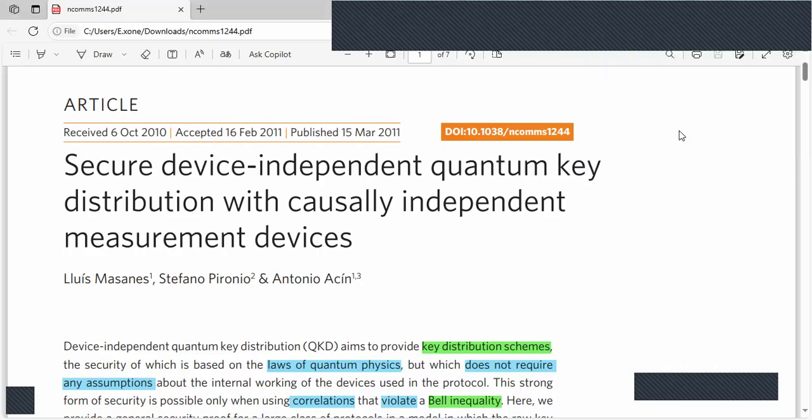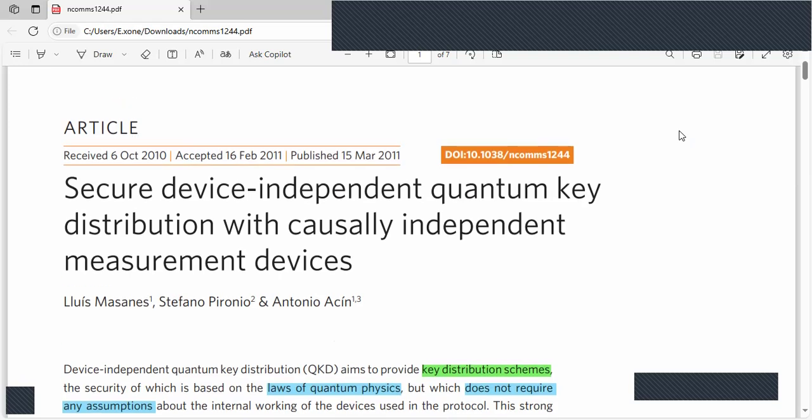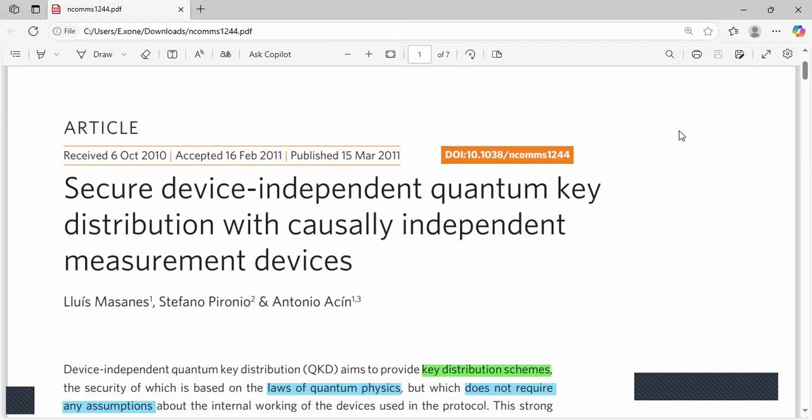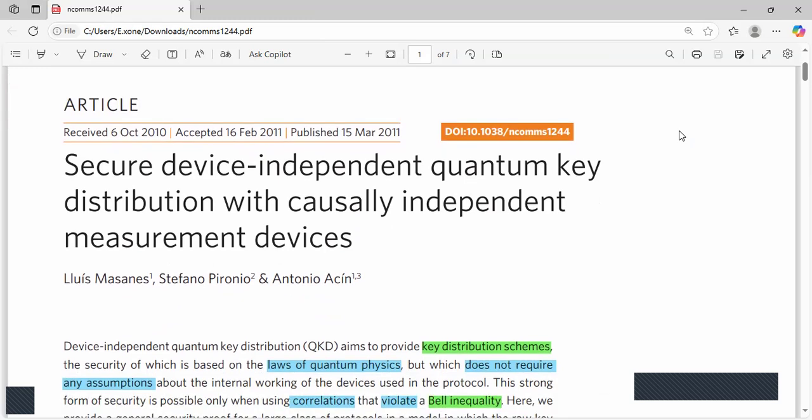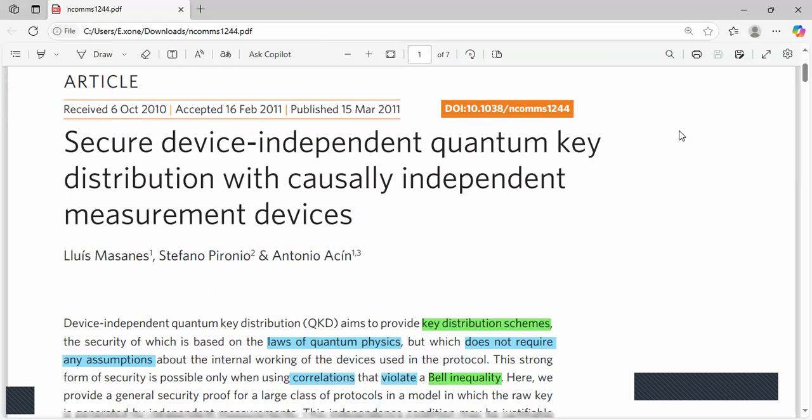So welcome to Quantum Curious, and today I am going to review a paper from Nature Communications, and it is a very famous article in the field of device-independent quantum key distribution. The title of the paper is Secure Device-Independent Quantum Key Distribution with Causally Independent Measurement Devices, and the authors of this paper are Masanes, Pironio, and Acín.